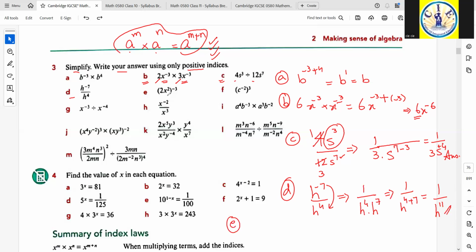And for part E, 2 raised to power negative 3 and x squared raised to the power negative 3. That will give us 1 divided by 2 raised to power 3 and x raised to power negative 6. So this is 1 by 8 x raised to power negative 6, which will be solved to x raised to power positive 6. 1 divided by 8 x raised to power 6. That's it.